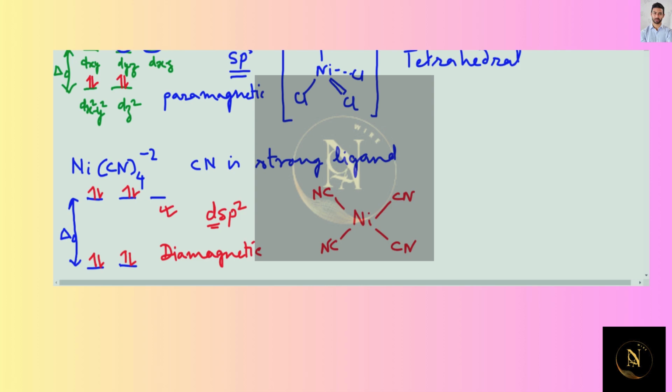So this can very well explain how the complex is diamagnetic and what the geometry should be. To make the hybridization dsp2 and square planar geometry, one d orbital is needed and that should be vacant. To make it so, electrons are paired in the inner orbitals and all the electrons are paired, that is why it is diamagnetic. Hybridization is dsp2 and the geometry is square planar.